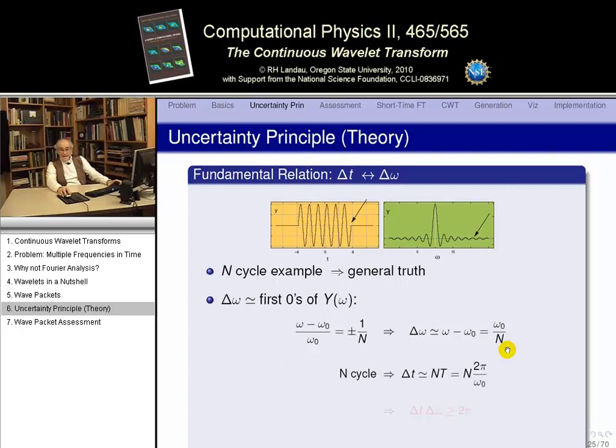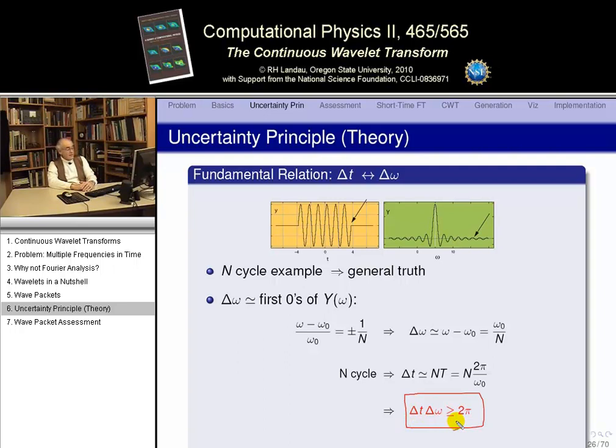And so if we look at n cycles, which is what we have in our signal here, n cycles of a sine wave, that means the uncertainty or the width in time is just n periods. And if, lo and behold, we multiply the width in time by the width in frequency, we get what's known as the uncertainty principle. Okay? So the width in time times the width in frequency is always greater than 2 pi.